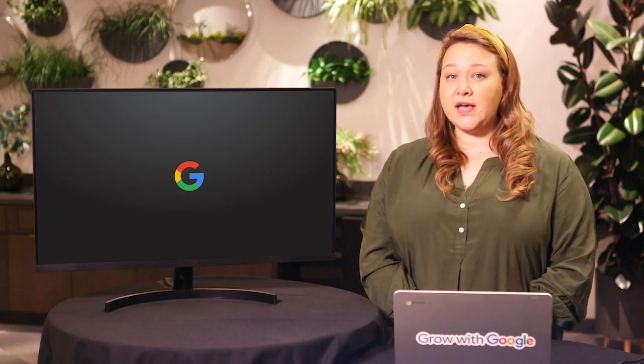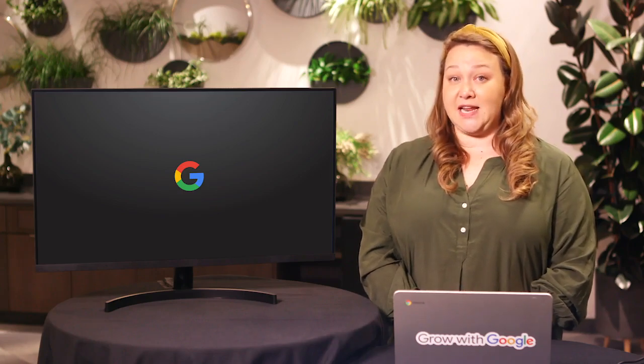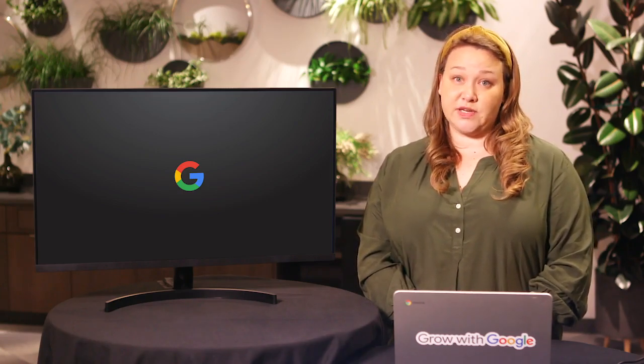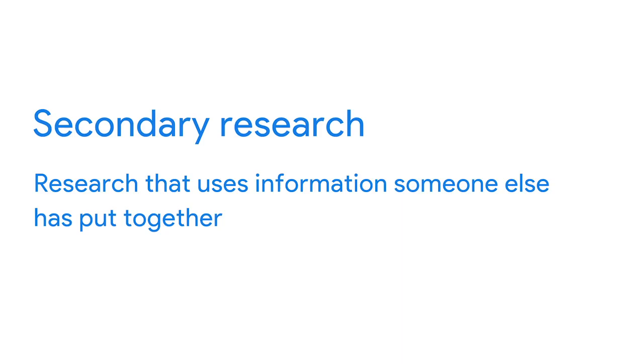Before we jump into each research method, let's cover the basics. There are two ways we categorize research methods. The first way is based on who conducts the research. The second way is based on the type of data collected. So first, let's think about who conducts the research. Primary research is research you conduct yourself. For example, you might interview users, survey users, or conduct a usability study to hear from users directly.